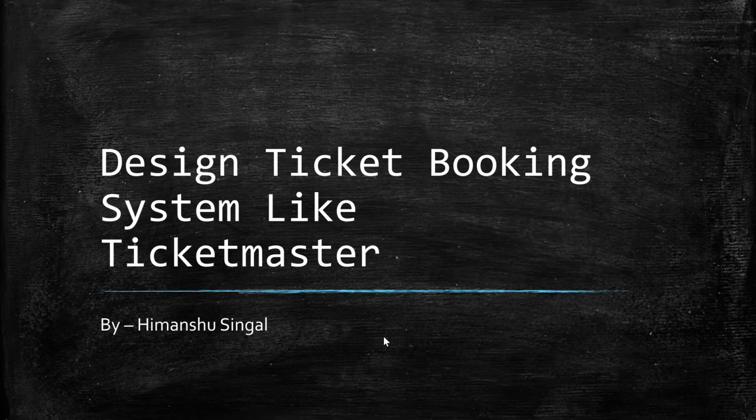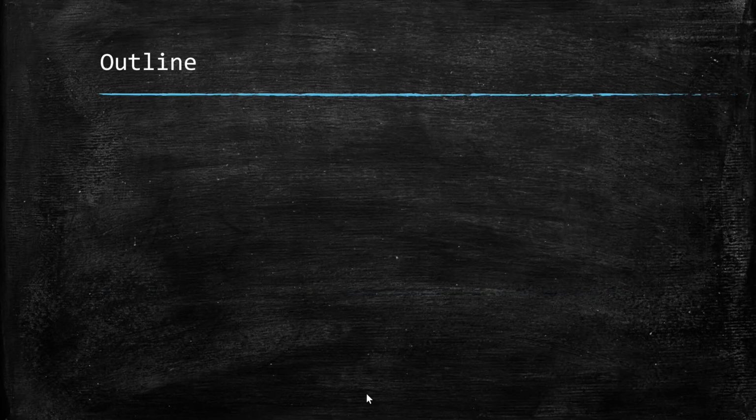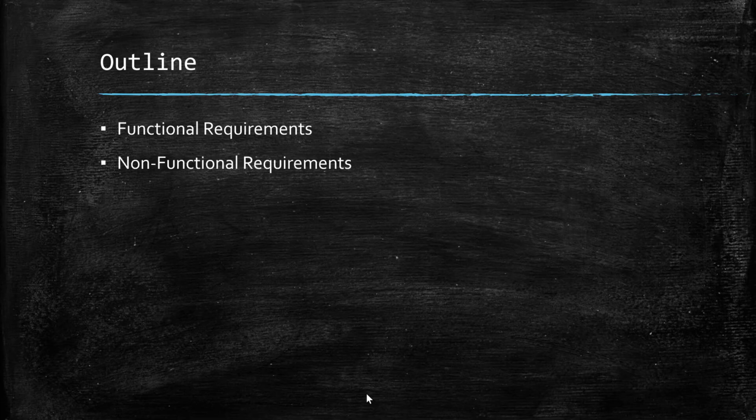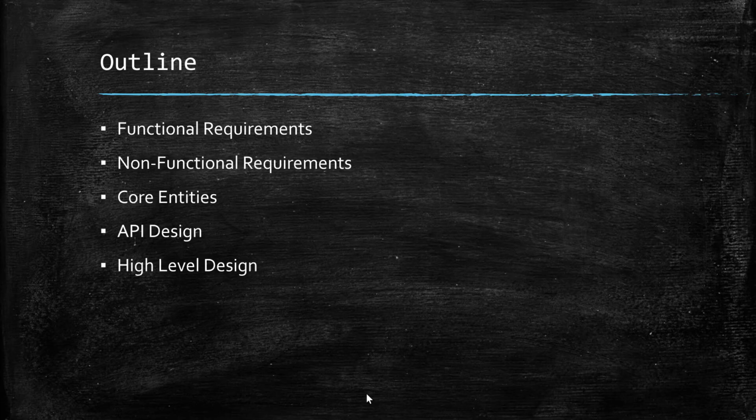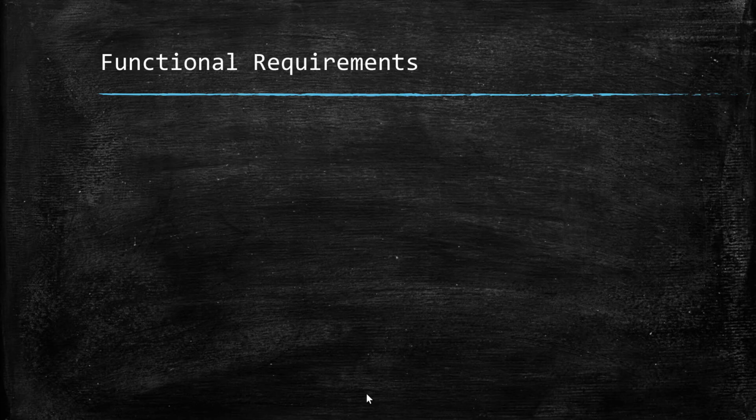Hi everyone, in this video we will be designing a ticket booking system like Ticketmaster. The outline will be as follows. We'll start with the functional requirements, then the non-functional requirements. After that we will see the core entities of the system, API design, high-level design, and then the deep dive section. So let's start with the functional requirements.